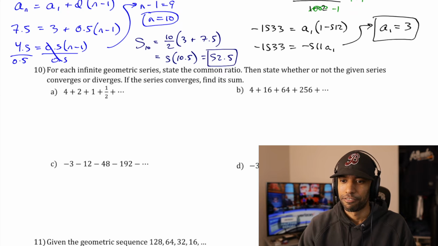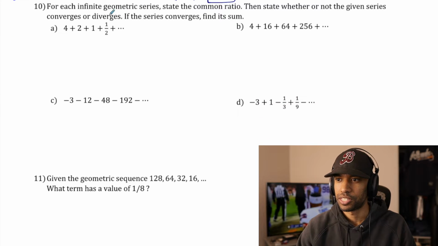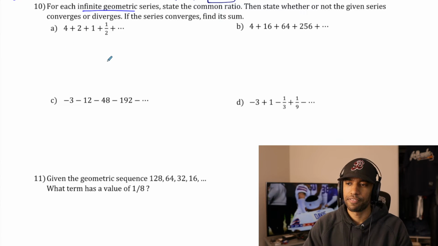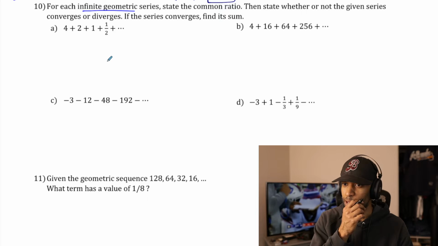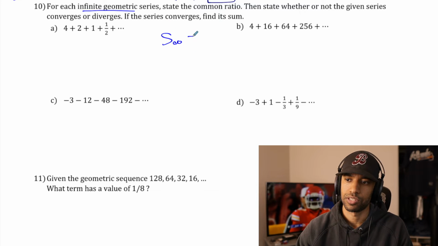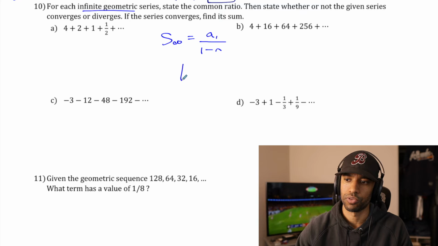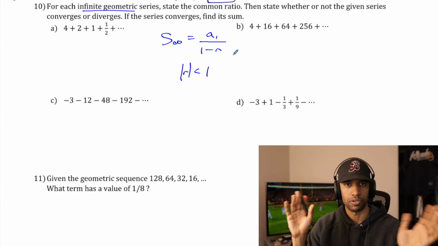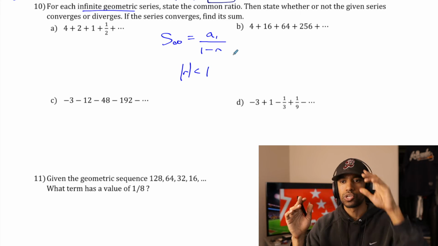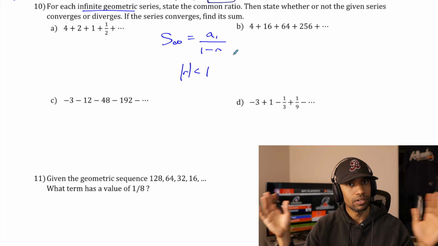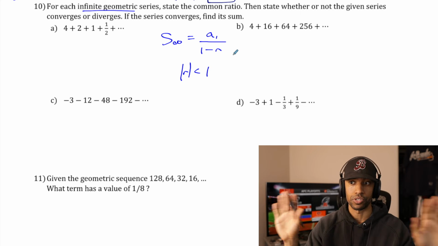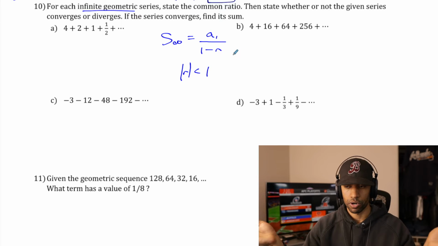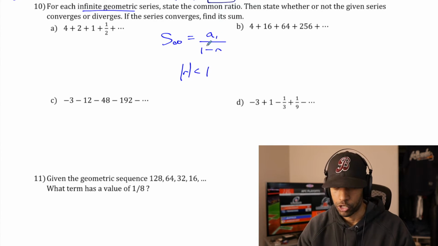All right, number 10. For each infinite geometric series, state the common ratio. Then state whether or not the given series converges or diverges. If the series converges, find its sum. So what we know here is we have a sub 1 over 1 minus r. This only applies if you have a common ratio that's between negative 1 and positive 1, like that. So if our common ratio is more than 1 or less than negative 1, on either side, then it diverges. There is no sum. So it will converge if its absolute value is less than 1, it'll diverge if it's more than 1, and if it converges, we'll use this formula.